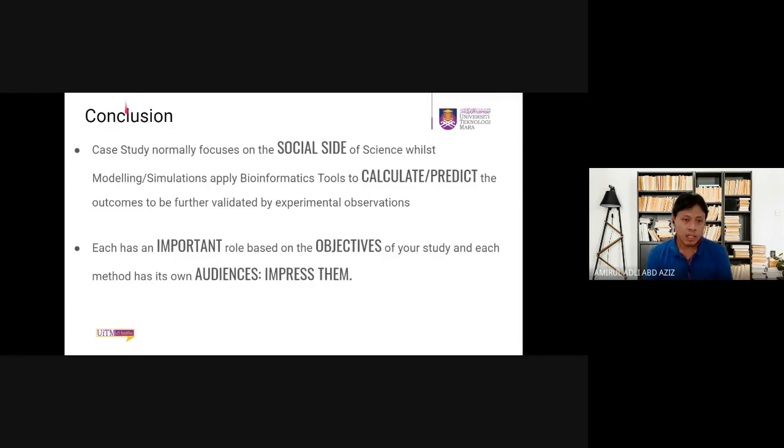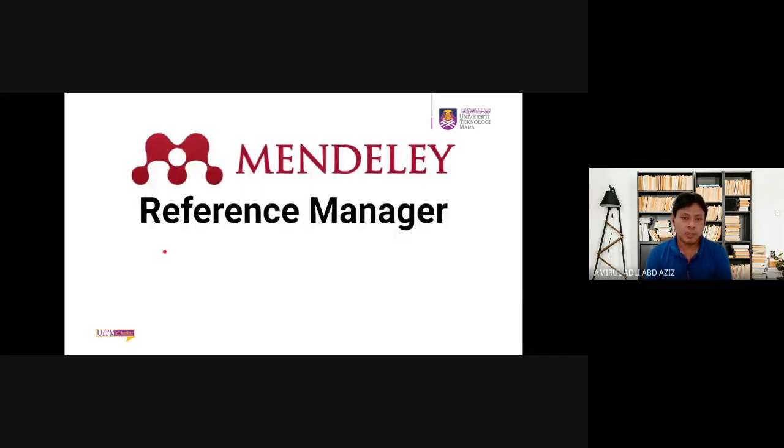Okay, and each has an important role based on the objective of your study, and each method has its own audiences. Like I said earlier, don't poke the hornet's nest. If you want a modeling and simulation paper, and you don't have experimental results, try and limit yourself to the right audience only. Alright, so that is it on simulations.